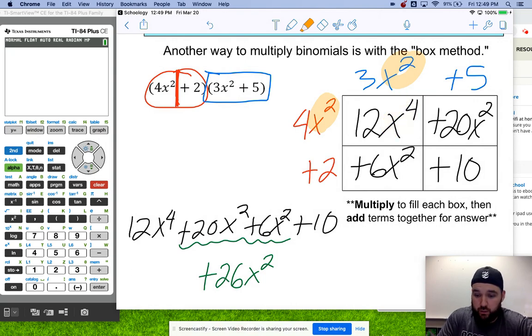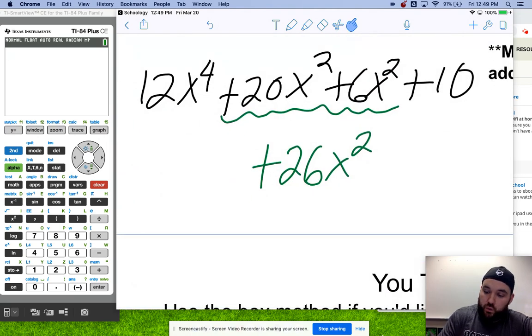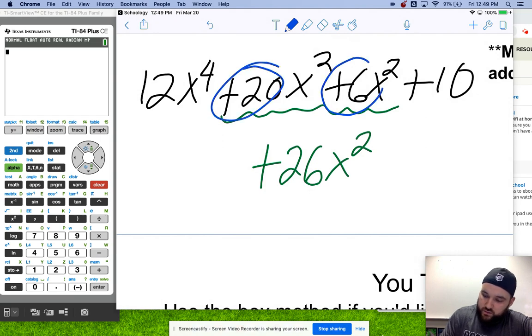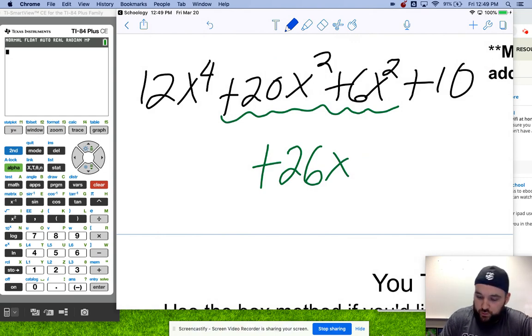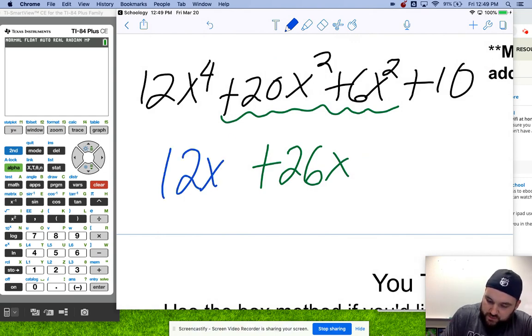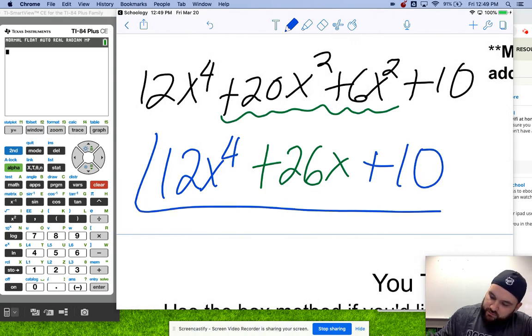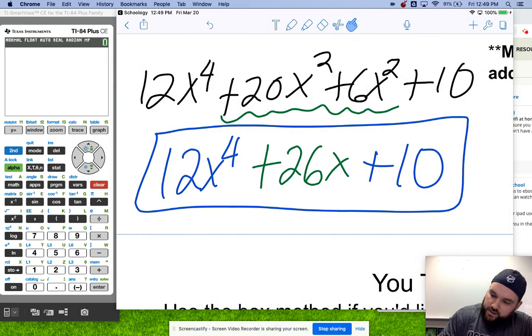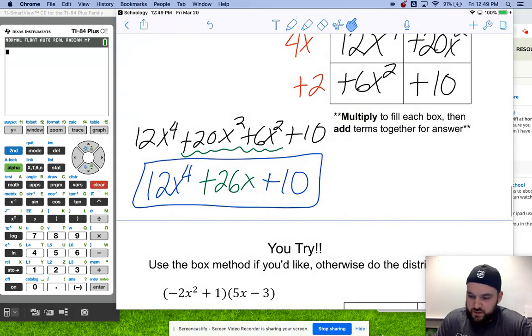That changes powers. But when you're talking about combining like terms, you are just combining the coefficients. So 20 plus 6 is 26, but I am not changing that exponent. So 12x to the fourth comes down, and plus 10. And then this is my expression. That's my answer, so to speak.